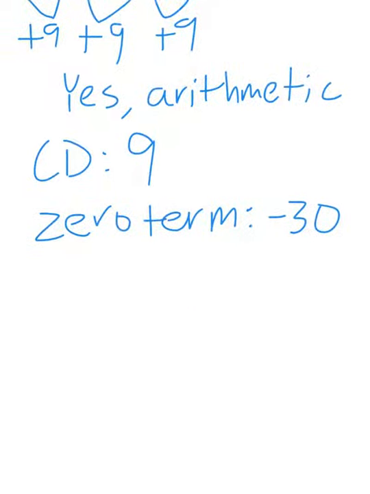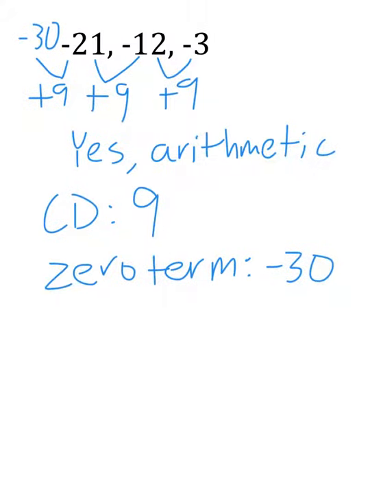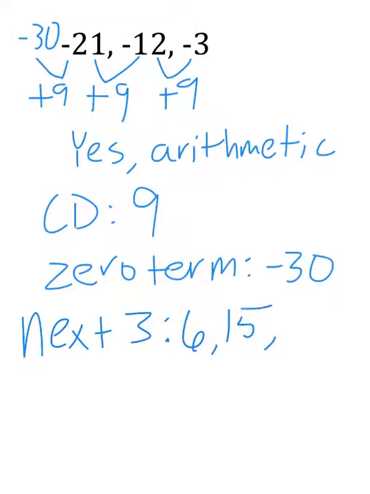Finally, we want to figure out what our next three terms are going to be. Well, we want to add 9 to negative 3. That gives us 6. Add another 9, 15. Add another 9, gives us 24. And those are our next three terms.